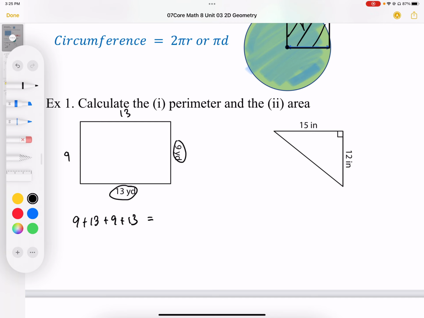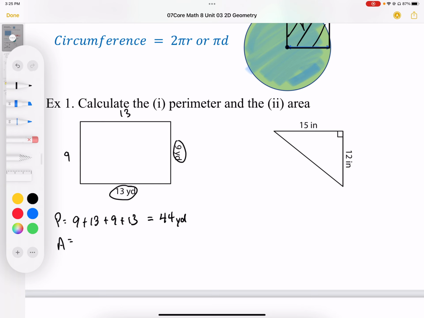It's a good habit. I want you to really start getting habits of writing things down. And then once I've written it down, I can just plug that into my calculator. 9 plus 13 plus 9 plus 13. And that's going to give me a perimeter of 44 yards. So that's my perimeter.